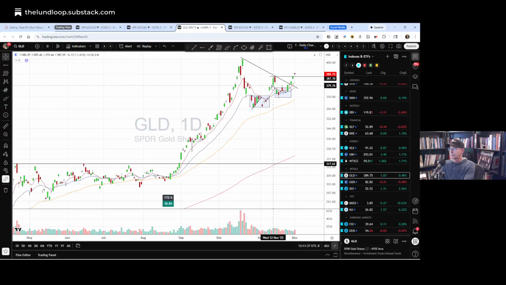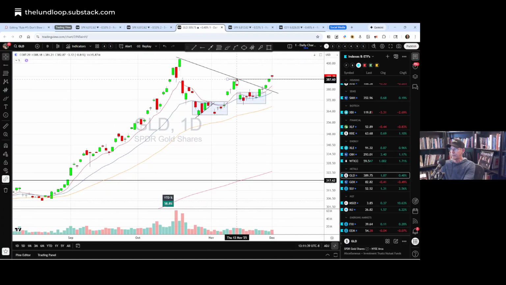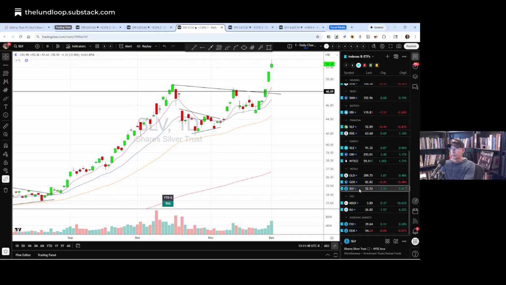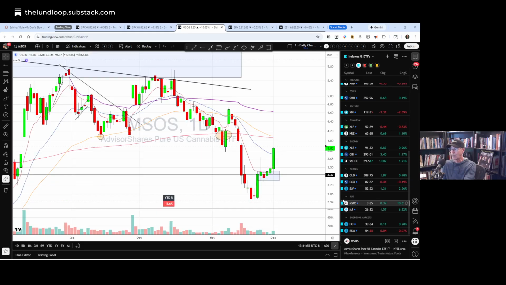Gold popping above that pivot from a couple weeks back. Gold miners confirming that move. And silver is on fire, just continues to go higher into all-time highs. And then pot woke up today.